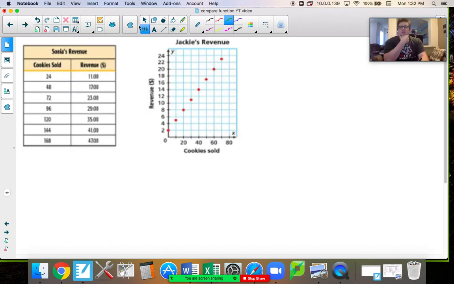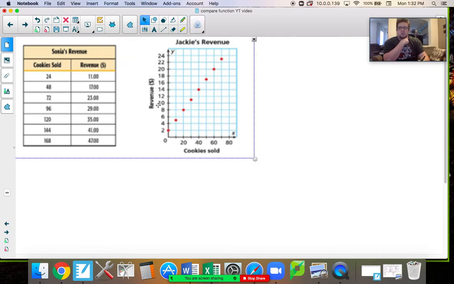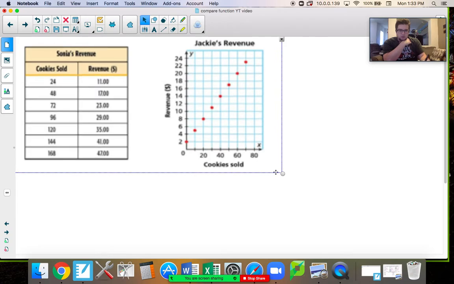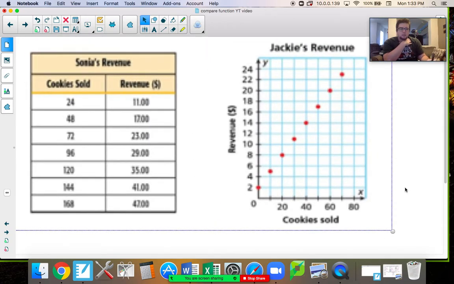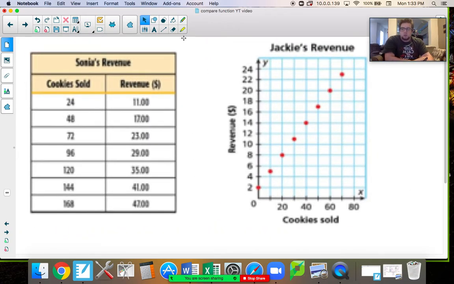All right, Sonia's revenue versus Jackie's revenue. We've done enough of these tables. I want to see if I have another one. So this is my last example. We're going to do it anyway. Okay. So we want to compare and contrast. So let's start with Sonia's. Find the slope, find the y-intercept.